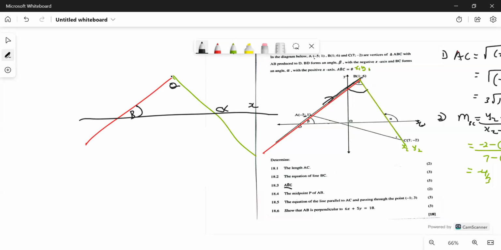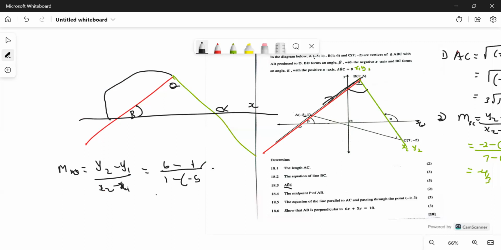Now, how do you do this? You're going to calculate the gradient of line AB. Again, we don't have the gradient of line AB, so that's where we're going to start. We're going to say what is going to be the M of AB. M of AB is going to be given by y2 minus y1 all over x2 minus x1. Yeah? And then if we do this, we have 6 minus 1 all over 1 minus open bracket minus 5. If you type this in your calculator, you should get 5 all over 6.